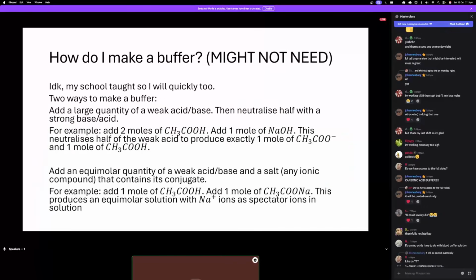How do you make a buffer? Do amino acids have to do with blood buffer solution? Great question. Ask Panda. I don't know.